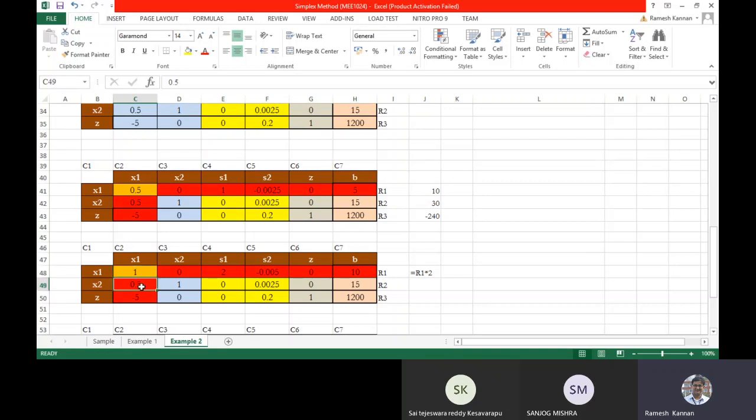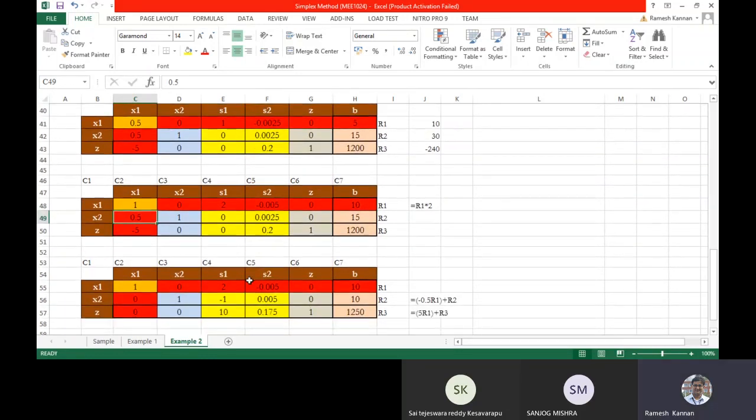The next step is we have to make the other elements, like x2 and z in the key column, become 0. How do we make x2 to be 0? 0.5 is nothing but 1 by 2. Multiply minus 1 by 2 into this row and add it to this, minus 1 by 2 plus 1 by 2 is 0. Minus 1 by 2 into 0 is 0, plus 1 is 1. Minus 1 by 2 into 2 is minus 1. Minus 1 plus 0 is minus 1. So like that you have to add till the end.